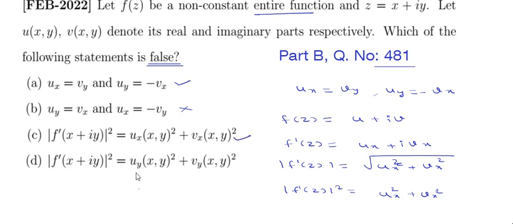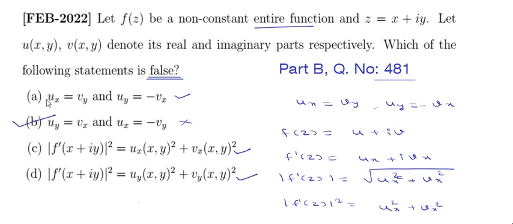Option C is true. Similarly, when we differentiate f with respect to y, we will get uy plus i vy, so this will also be correct. So the false statement is option B. So the answer for this question is option B. Here we need to find the false statement, and this is the only false statement. The other statements A, C and D are true statements.